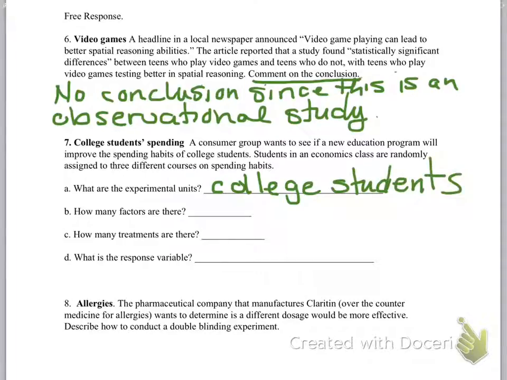How many factors are there? There's 1. Remember, it's a class on spending money. But how many treatments are there? There are 3. 3 different classes. Okay, so there's 3 different levels. And the response variable is they want to see if they are improving their spending habits.